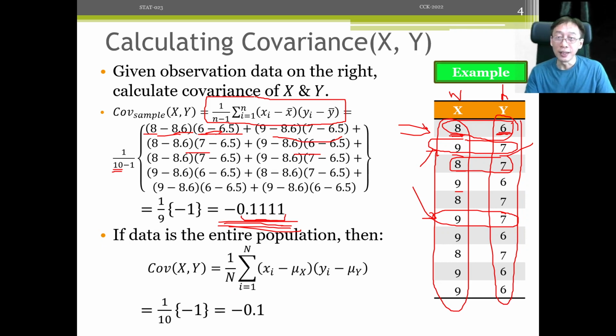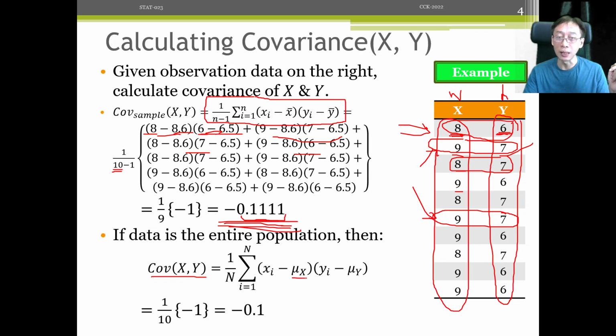What if this example represents not a sample, but the entire population? If that is the case, most likely for academic reasons, because they want to test whether you know how to apply the population covariance formula, then you are treating this entirety as all the data in the world that we care about. And there are 10 of them, 10 items. So we just apply the formula strictly.